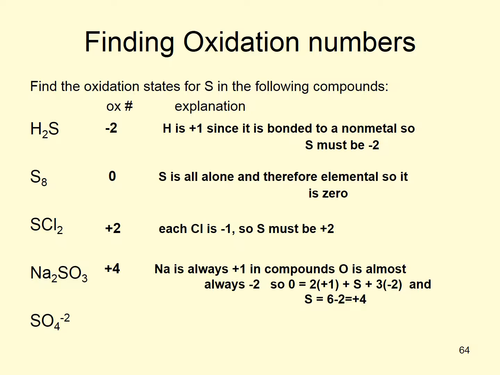In the same way, SO4 2-, since we have 4 oxygens and each of them are -2, but now the total overall oxidation state is -2, so the total has to equal -2. So what will sulfur be to add to -8 to give us -2, and that's +6. Okay, so you can see the little algebraic equation there.